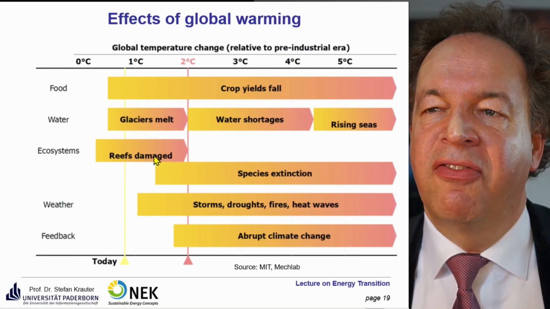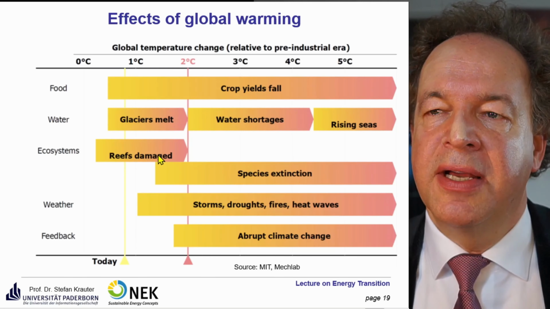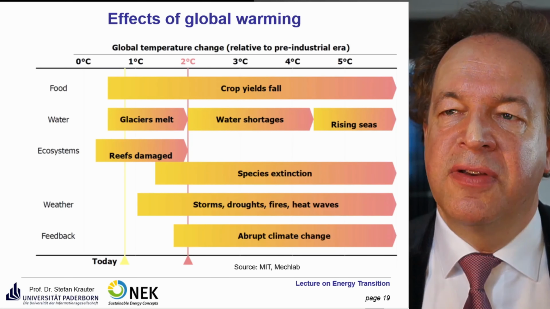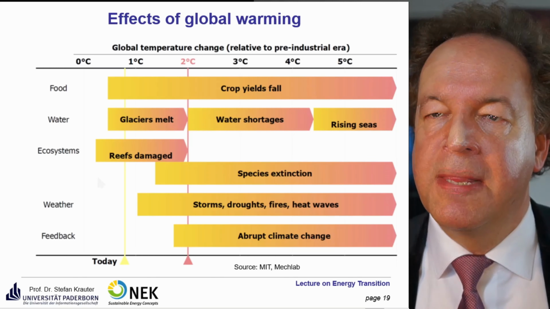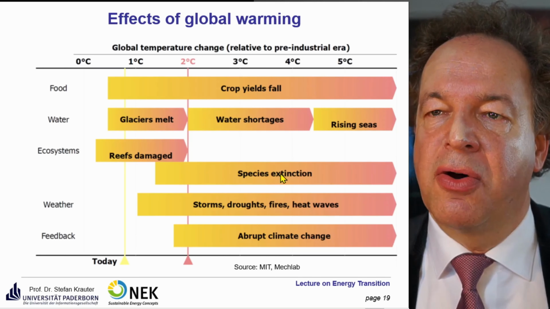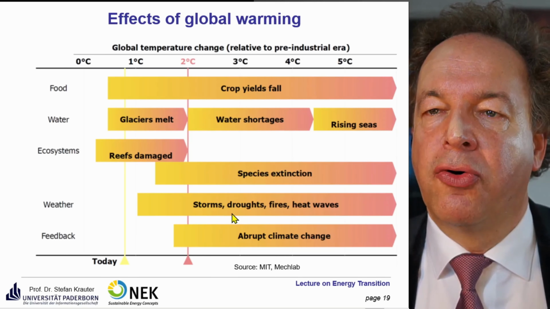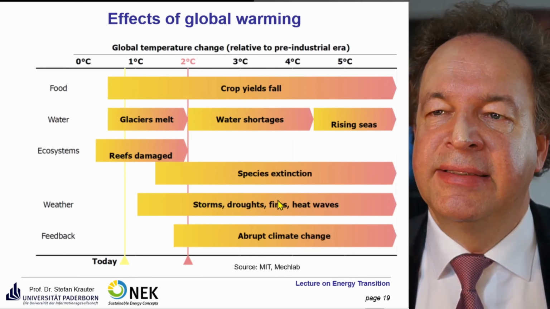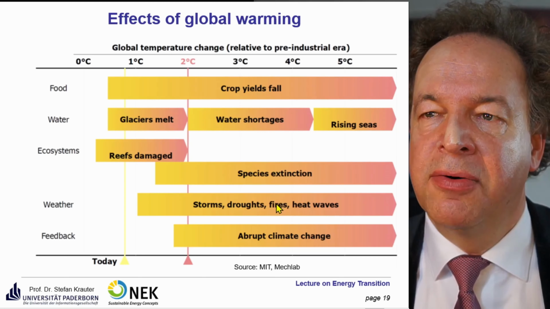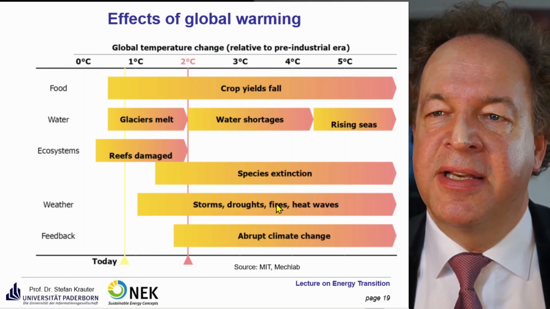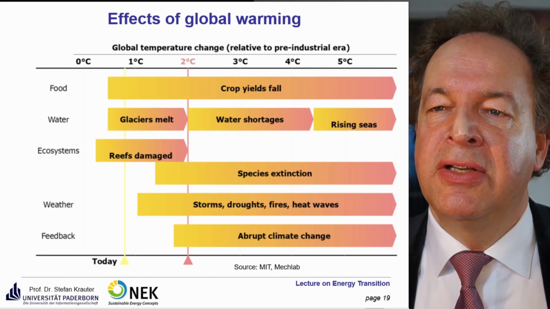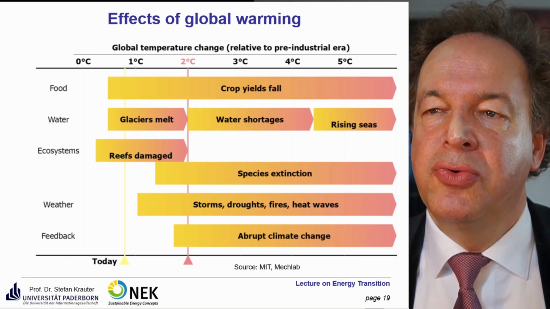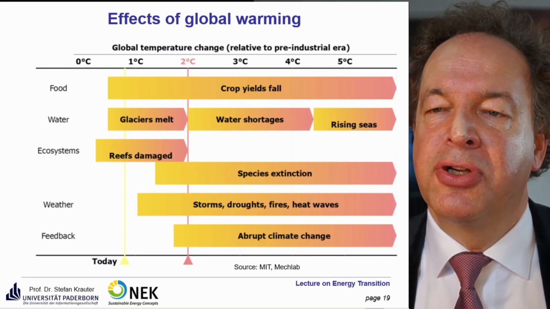The effect on the fauna and flora in the sea is rather more severe than the effects on the tourism industry. Then we have species extinction. This already happens. Also, we have storms, droughts, fires, and heat waves. As you see, the large fires in California, in Siberia, or also in the Amazon basin. And there will be even abrupt climate change after 2 degrees, which cannot be predicted nowadays.